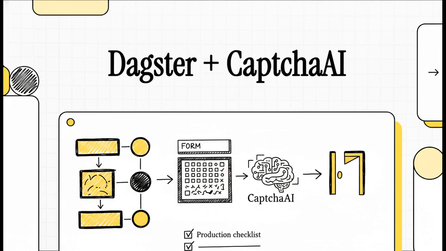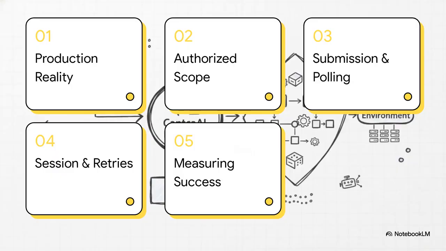So today, we are going to walk through the exact production checklist you need to safely and reliably call CaptchaAI from a Dagster asset. We're going to take your setup from a fragile duct tape script into a rock-solid, production-ready integration. So here's our playbook today. We'll be hitting 5 key areas: the production reality, authorized scope and ownership, submission and polling loops, session context and retries, and finally, measuring real success.